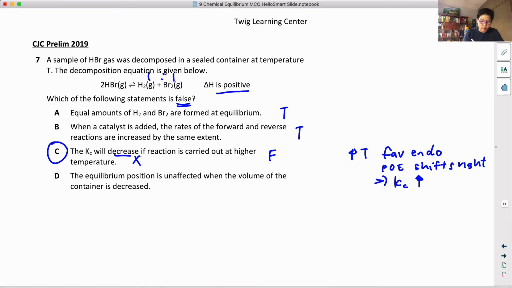So when the volume is decreased, it means you're increasing pressure. So when increased pressure, it wants to shift to the side with fewer gas molecules, but the fact that both sides have 2 moles of gas, so it will be unaffected. All right, so actually it's true.